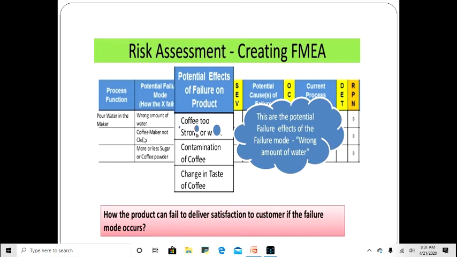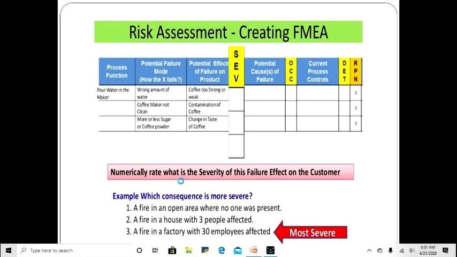Coffee maker is not clean, it will lead to the contamination of coffee. The color will change, taste will change, and it is not favorable. More or less sugar added or coffee powder added, it will directly impact the change in taste of the coffee. Fine. So these are the effects that are being done based upon this failure. So you identify the process, what are the failures with the process that is possible, and what are the impacts.